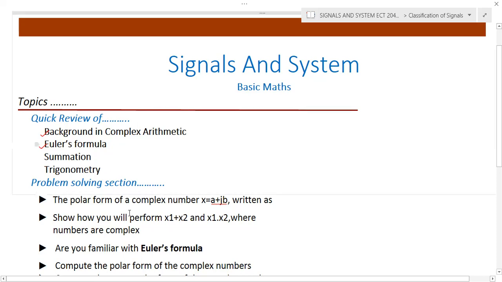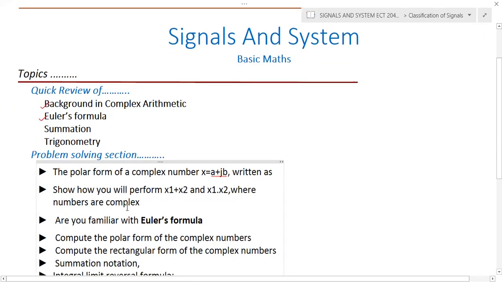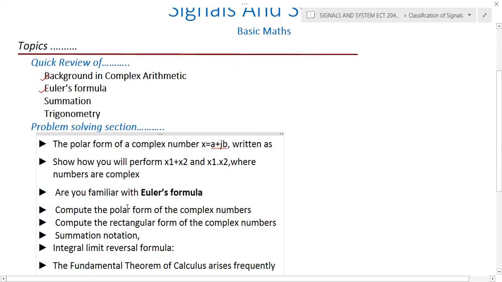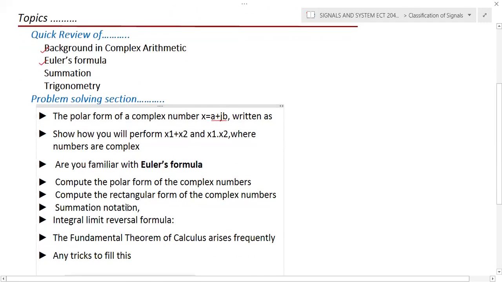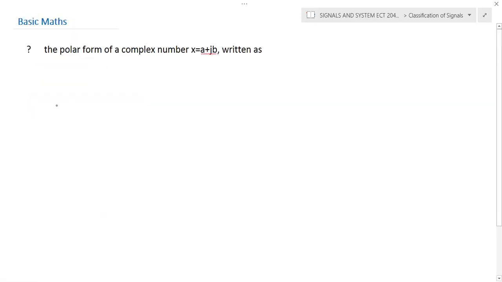And how we can convert a number from polar to rectangular, and how we can perform a complex addition, and similarly how we can approach the trigonometric functions, etc. Okay, so we'll start with the first question. We need to represent the complex number in polar form.